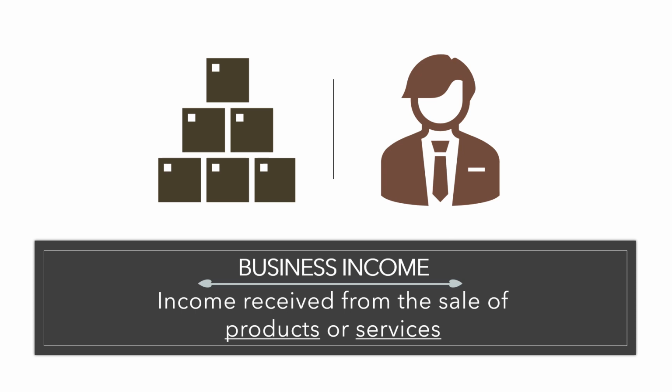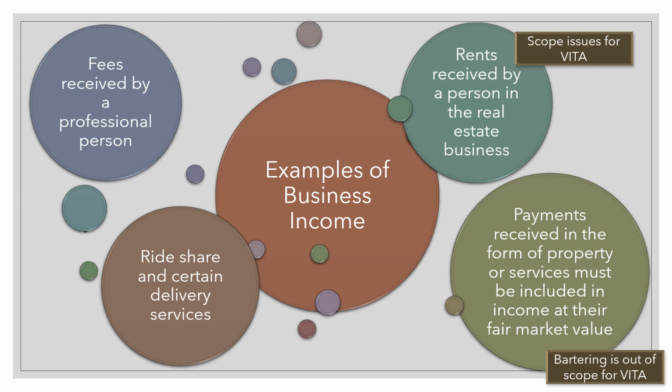Business income can be income received from the sale of products or services. Thinking of selling products is pretty straightforward when determining what would be considered business income. For services, it might be a little trickier. We might run into more questions about whether this person is an employee or whether they are self-employed, which we'll look at on the next slide. But some examples of business income might include fees received by a professional or rideshare or delivery services.